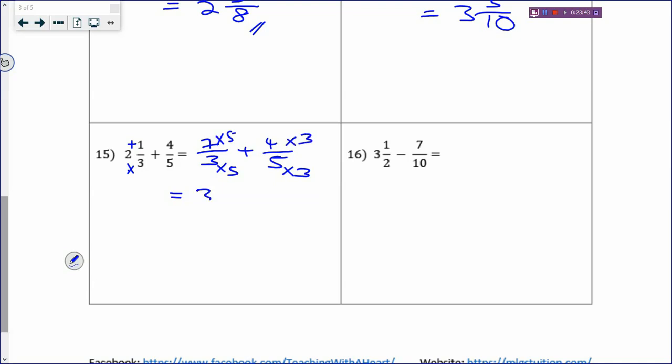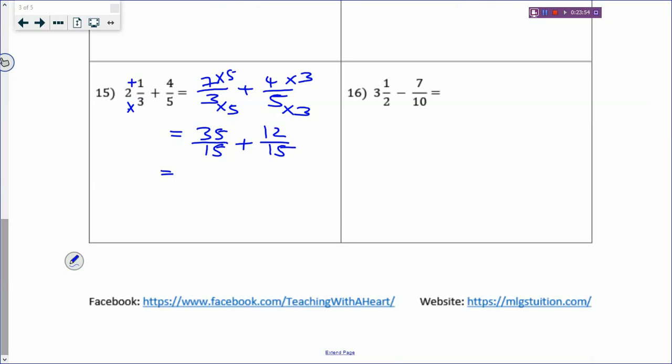And you will get 35 out of 15 plus 12 out of 15. And once the denominators are the same, you can add them together. 35 plus 12 will be 47 out of 15.